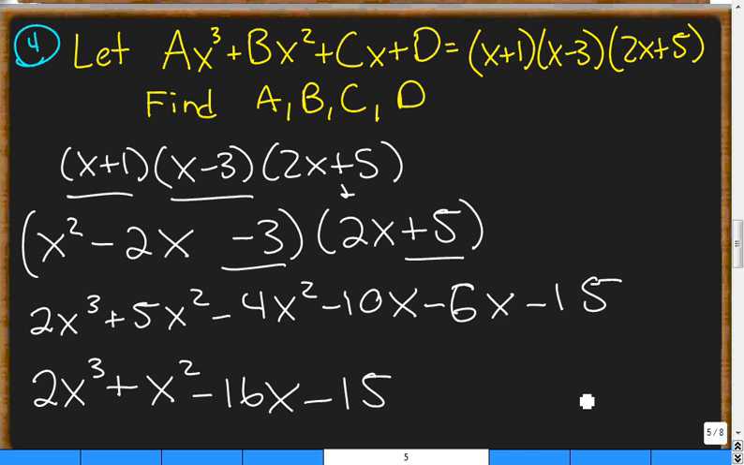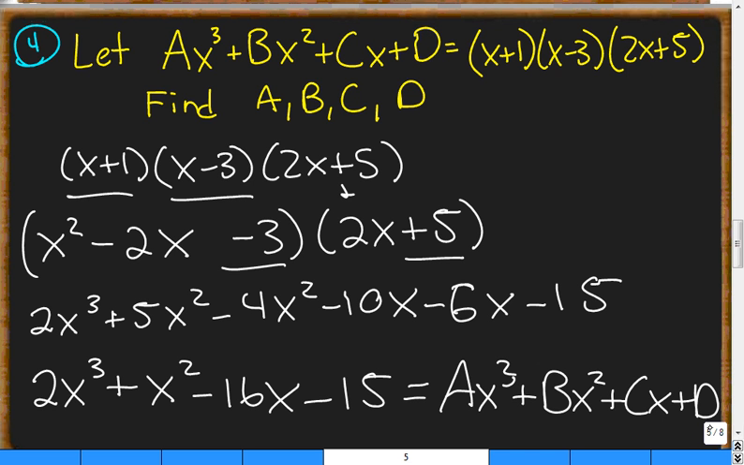Well, if that equals ax cubed plus bx squared plus cx plus d, we can start to make some relationships between these. Well, the term with the x cubed over here corresponds to a, so we get a is going to equal 2.